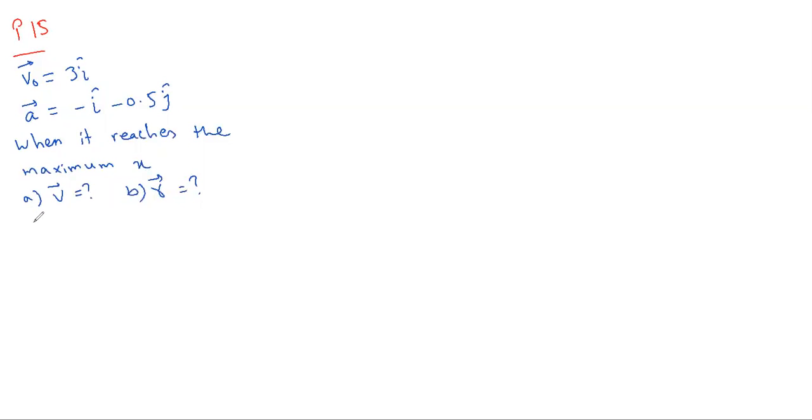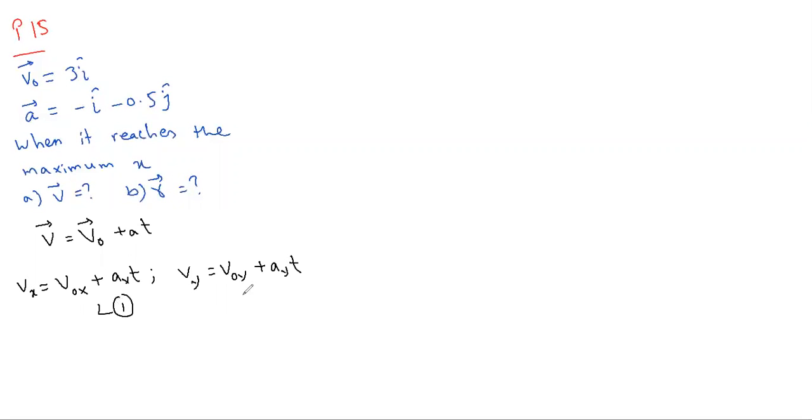Okay, so we know from two-dimensional motion that velocity can be written as v equals v naught plus at. For the x direction this will be vx equals v naught x plus axt, and vy equals v naught y plus ayt. This will be our equation number 1 and this will be our equation number 2. To find the velocity components we have to calculate the time, and we will find the time using some boundary condition or some final values.